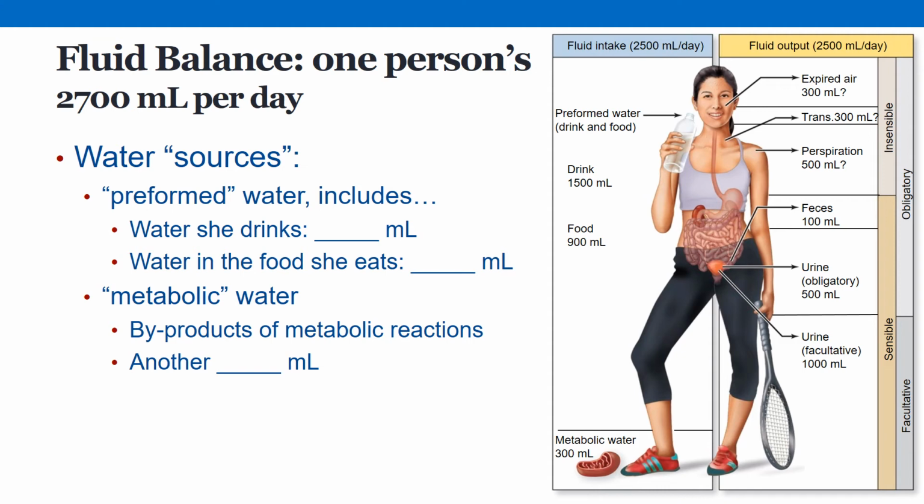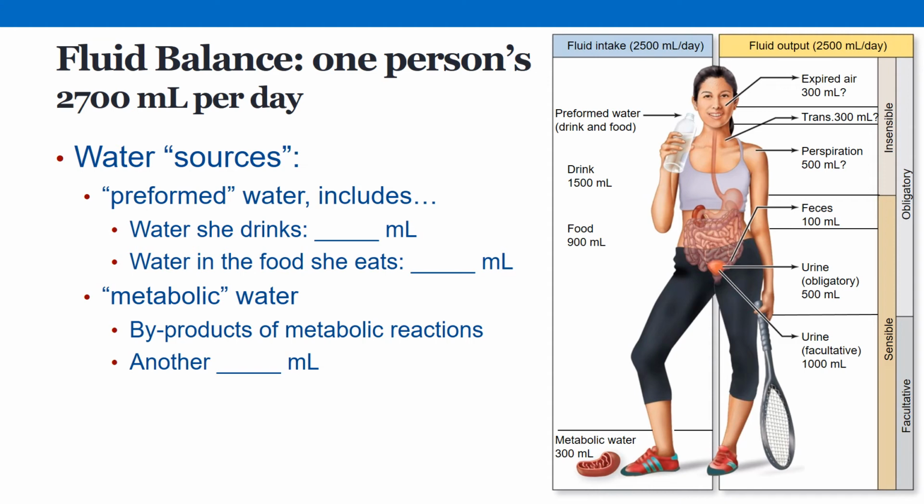So let's look at the sources first. We're going to look at one woman's 2,700 milliliters per day of water. She seems to be, from this picture, a tennis player who likes to keep herself well hydrated. She can get water from two kinds of ways. One is called preformed water, that is, it comes into your body as water. The other is called metabolic water.